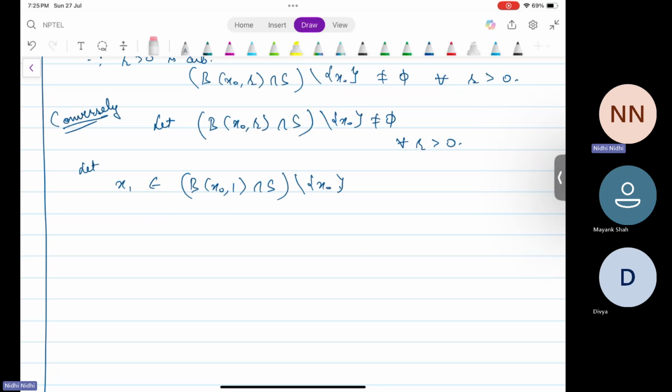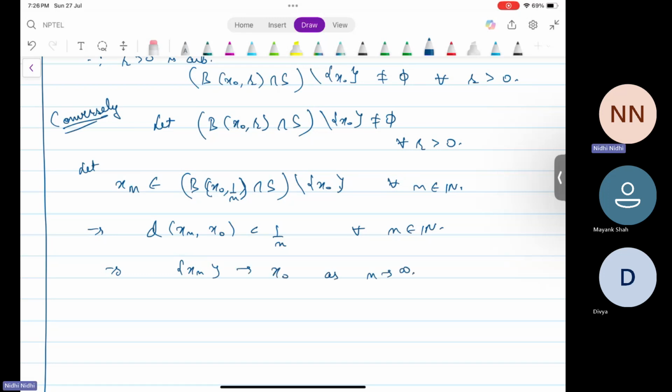So let me write it: xn for every n in N. This implies the distance between xn and x naught is strictly less than 1/n for every n in N. Now this says that xn converges to x naught as n tends to infinity, again as done in the case of the other endpoint, using the Archimedean property.